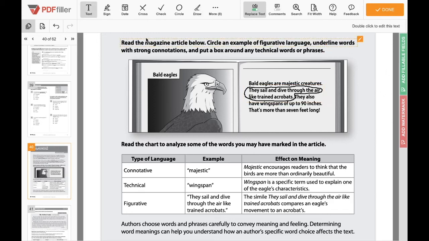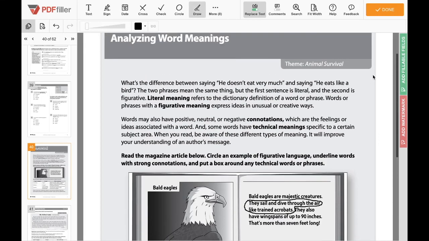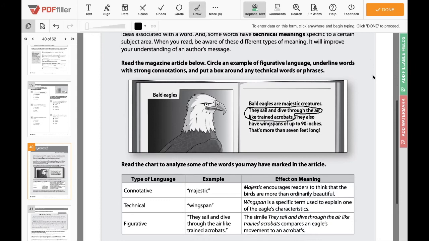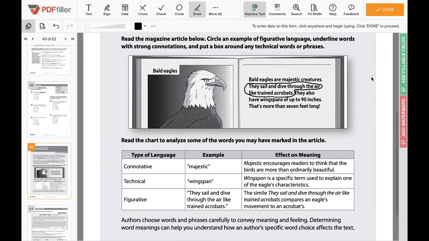Now we're going to underline words with strong connotations. Again, connotations are the negative, positive, or neutral understanding of words. Bald eagles are majestic creatures. When we say majestic, are we being negative? No. Are we being neutral? No, I think we're a little bit biased saying that they're good, right? So majestic has, sorry, that's not a very good underline, but it is what it is.